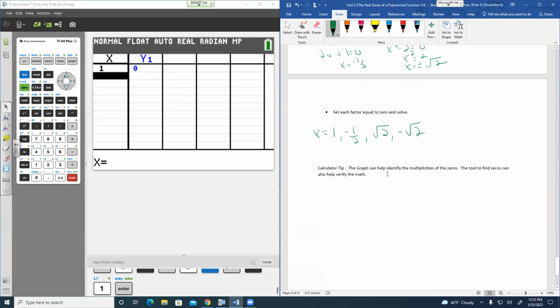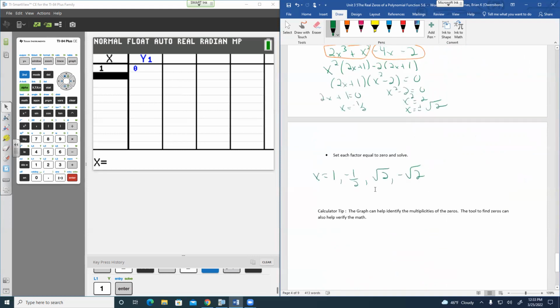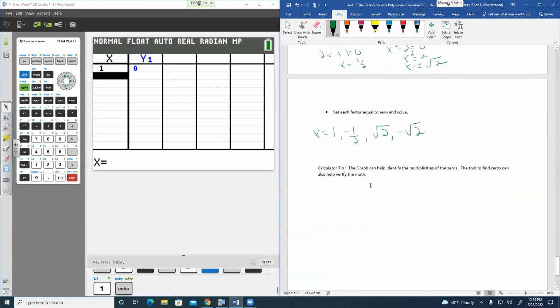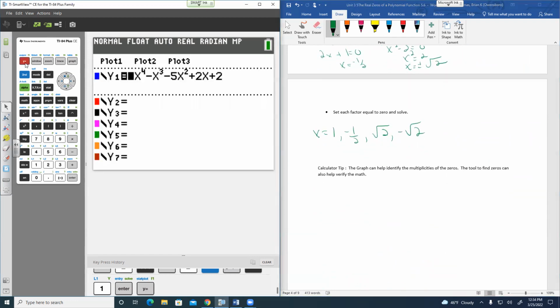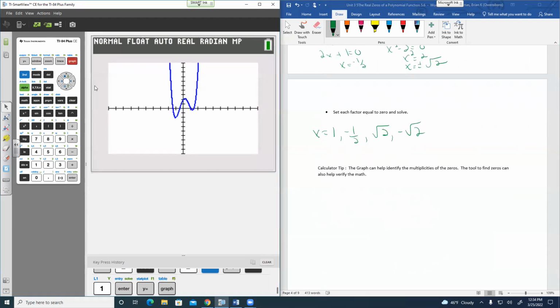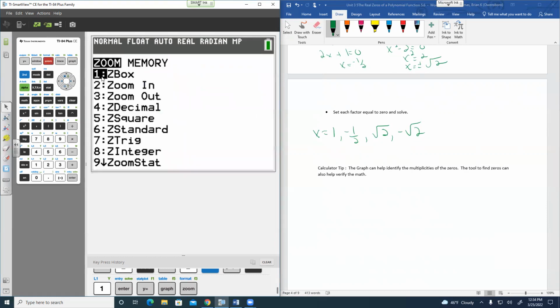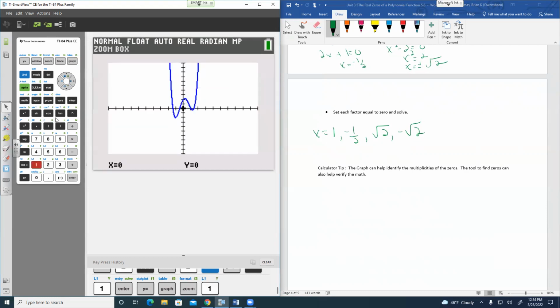Keep in mind, you can also use your graphing tools and find the zeros as a way to verify the math. If you're really unsure of these, you actually could graph it as well. If I hit y equals, and I already wrote the function in, and hit the graphing button, you can kind of see we have that going on. If I hit the zoom button and use box number 1, I can get a really closer look at these x-intercepts or zeros.